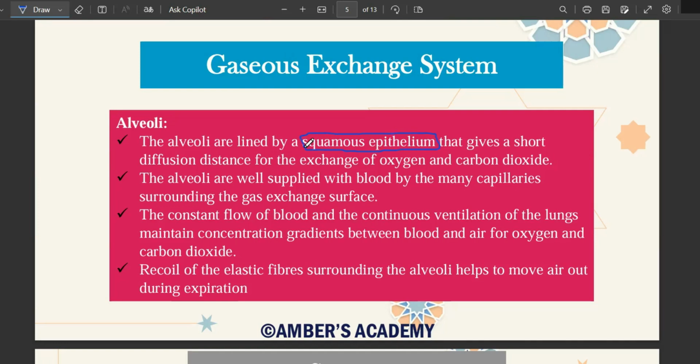Inshallah, when you go into medical school, you'll further understand the difference between simple and stratified. But at this stage, just understand that alveoli are lined by squamous epithelium. So what is meant by squamous? I'm just explaining it in a brief manner. Squamous is something like this. In this manner, you will find the squamous epithelium arrangement, and in the middle, a dot might be present. So this is how we say that your alveoli are lined by squamous epithelium.